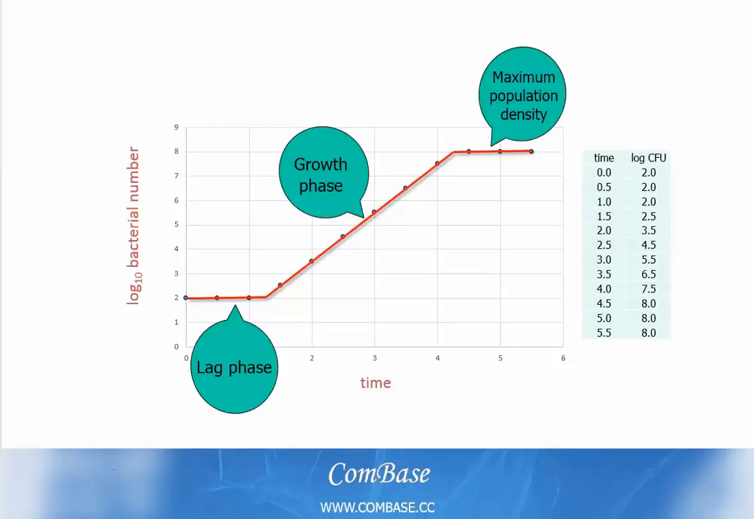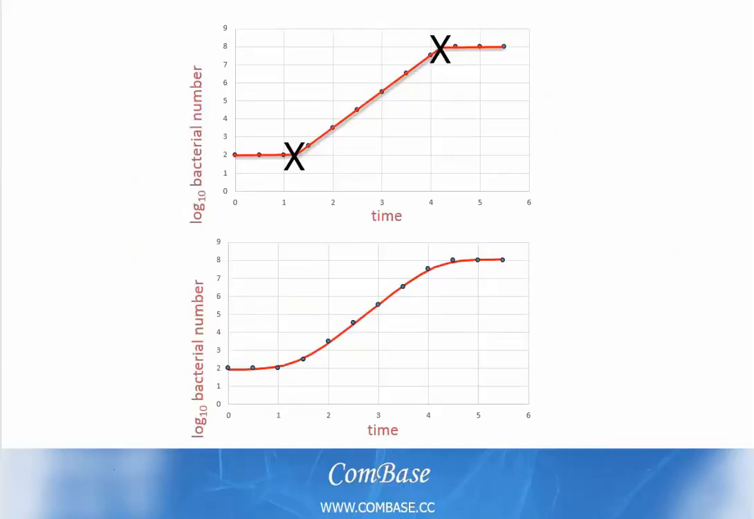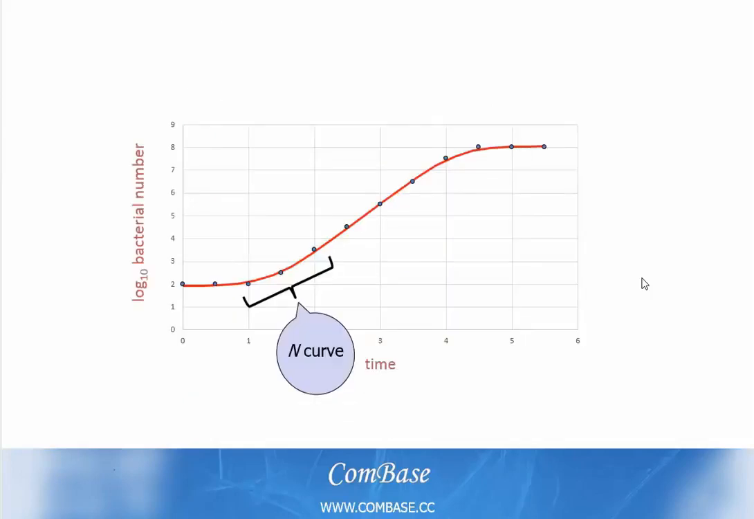However, the bacterial growth phases are not simply linear lines with sharp intersections. In fact, the intersections of these phases show smooth curves as we go from lag to the growth phase into maximum population density. We call the transition from the lag phase to the growth phase the N curve. This curve represents the distribution of growth rates as bacteria leave the lag phase and then begin replicating at similar rates and enter the growth phase.